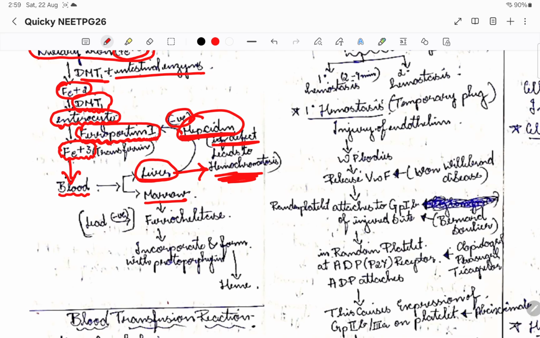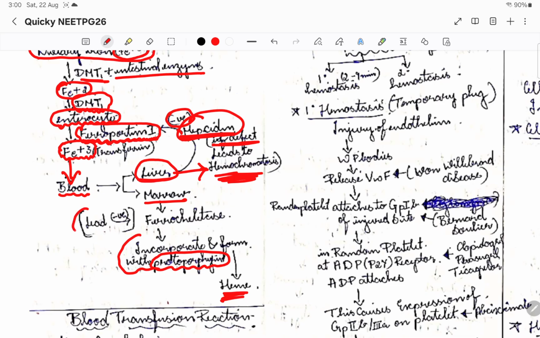Now coming back to marrow. Blood was going to liver and marrow. In marrow, all these cascade reactions will take place where the iron will be incorporated by ferrochelatase, and there is a cascade of reactions and it will be incorporated into protoporphyrin, finally leading to formation of heme.